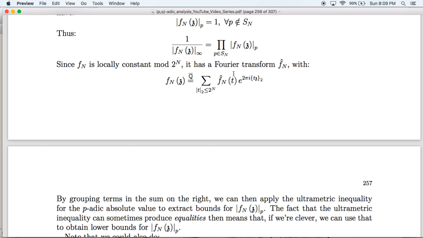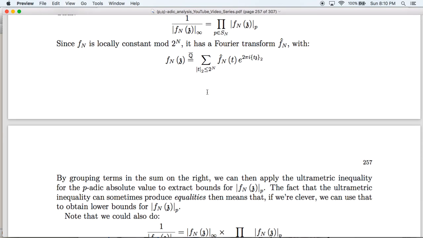For example, we can do the level set sum, where we write this as fn hat of 0 plus the sum from n equals 1 to big N of the sum over all t's with 2-adic absolute value exactly 2 to the little n. That's the method we used to sum the Fourier series in episode 1, and we can then get some estimates there. Possibly by choosing a different arrangement of terms, we can arrange that cancellations occur, and then use that to obtain estimates.